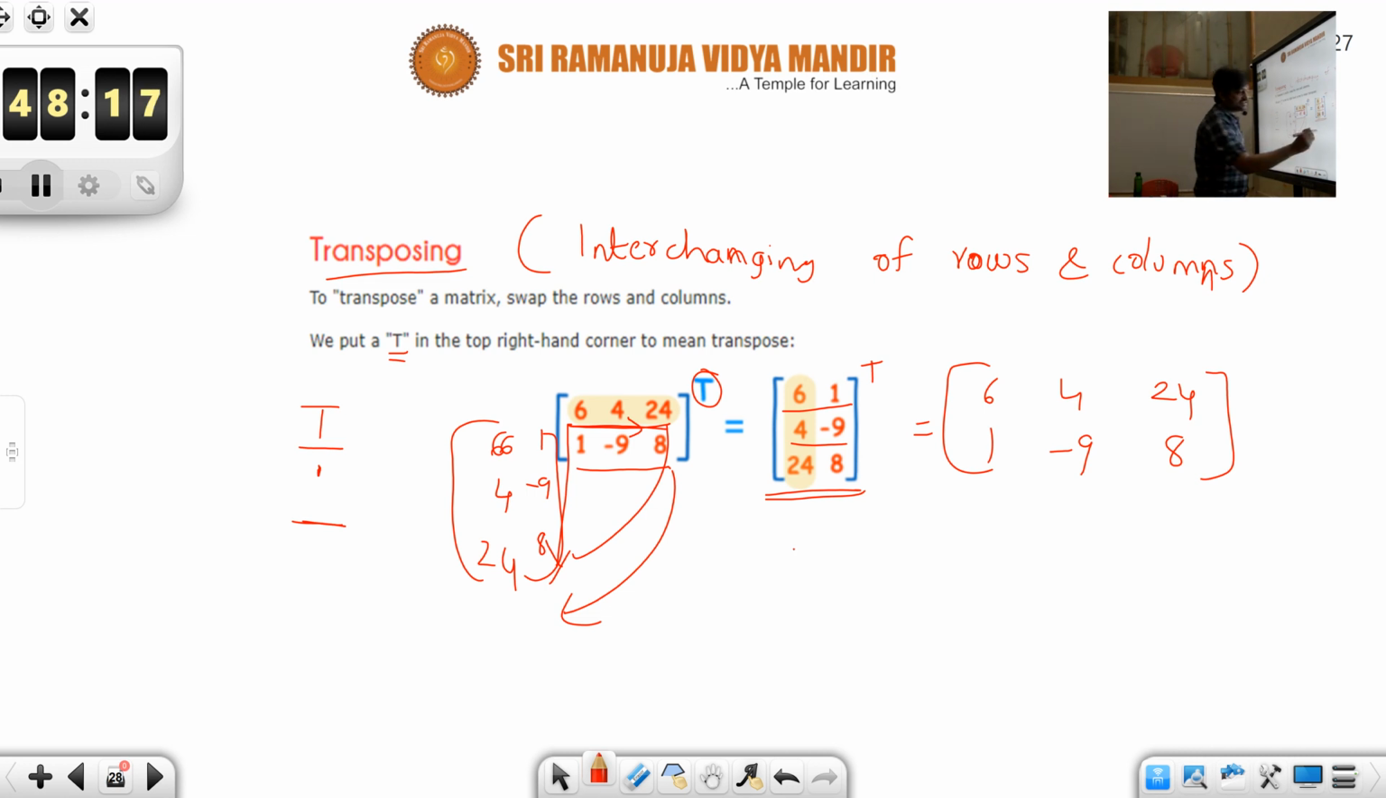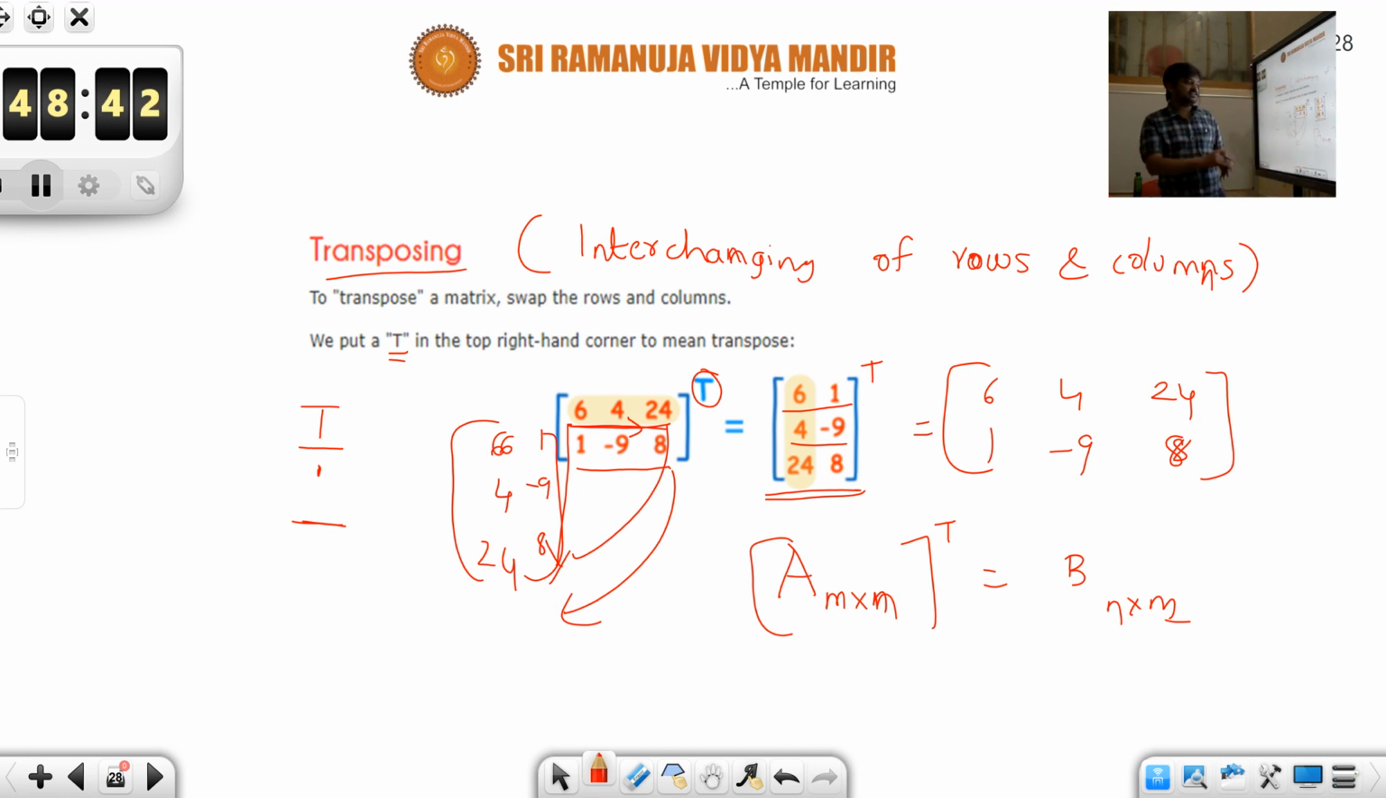So in general, if there is a matrix A of size m by n, its transpose will be a matrix of order n by m. Why? Because the number of rows of the first matrix becomes the number of columns, and the number of columns of the first becomes the number of rows. So they are interchanging, right? The order will be flipped: m by n will become n by m.